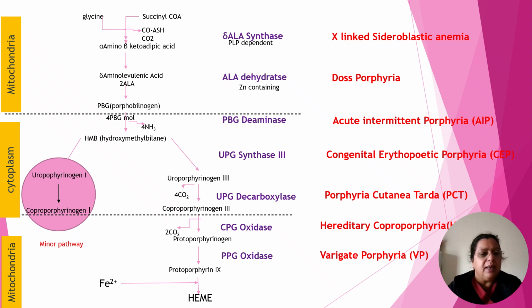And finally, the last step where protoporphyrin is converted into heme by incorporation of iron, which has to be present in the ferrous form. Remember, ferric form of iron cannot be incorporated into protoporphyrin 9 to form heme. So when heme formation has to take place, iron has to be in the ferrous form. The enzyme for this reaction is ferrochelatase or heme synthase. Deficiency of this enzyme leads to hereditary protoporphyria.